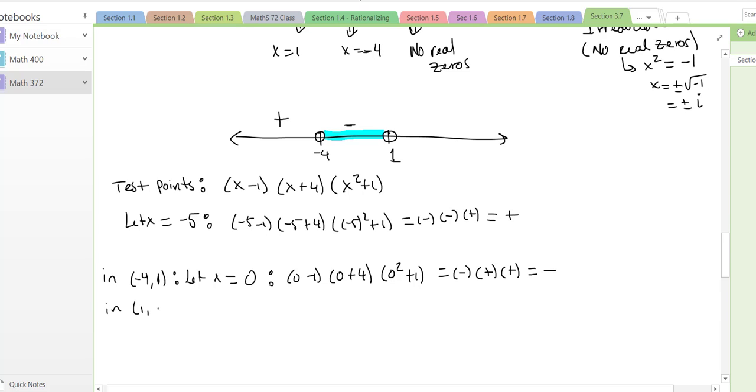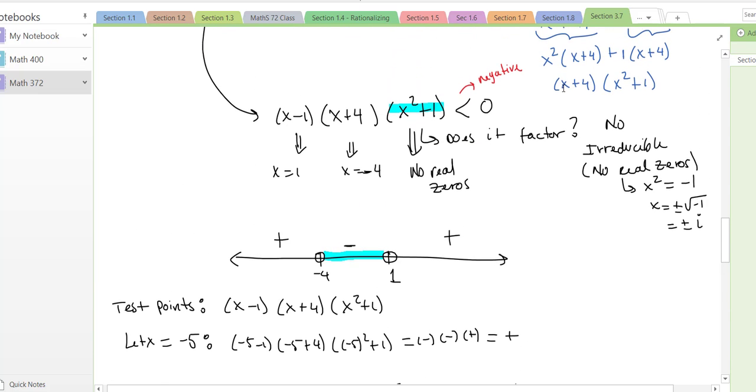So in the interval 1 to infinity, pick something for x. Let x be something larger than 1. So 3, for example. It doesn't matter, right? As long as it's a representative from that region. So if I put in 3, I'm going to have 3 minus 1, 3 plus 4, and 3 squared plus 1. Now everything here is going to be positive. 3 minus 1 is positive. So I get positive times positive times positive, so everything is positive. So I don't shade that because we're looking for things that are less than 0.